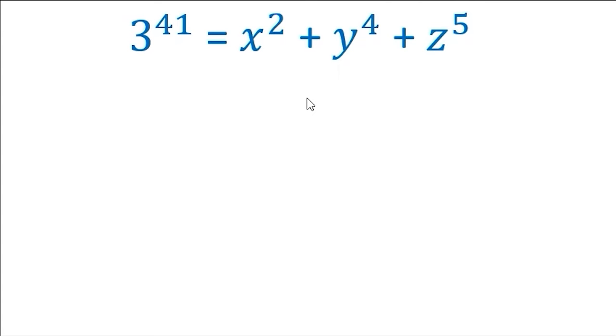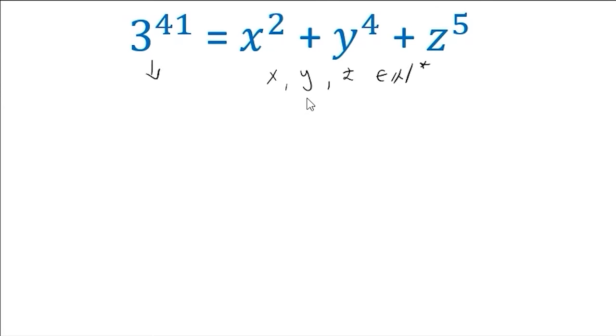Today I am going to show you how we can solve this equation: 3 to the power of 41 equals x to the power of 2 plus y to the power of 4 plus z to the power of 5, for x number, y number and z number, non-zero number. So, how am I going to do that?